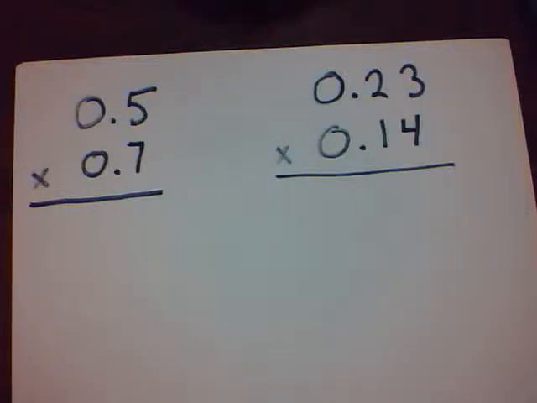In this session, we're going to look at multiplying decimals. So here I have two examples. Now you'll notice in these two examples, the decimals are lined up. They don't have to be. They are in these two examples, but it is not necessary. So let me show you what to do.